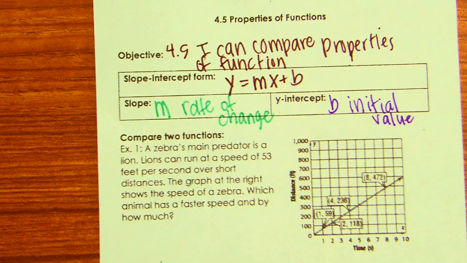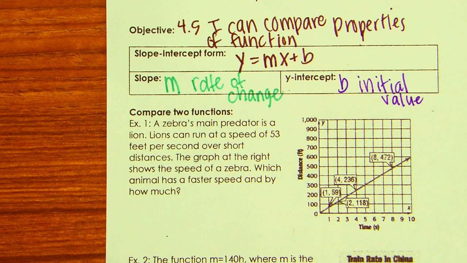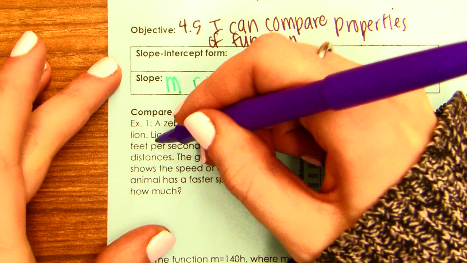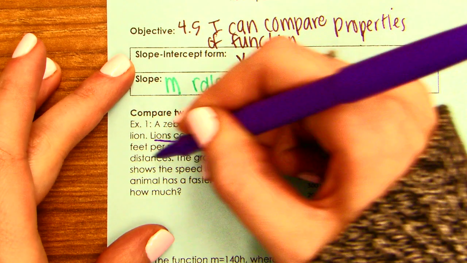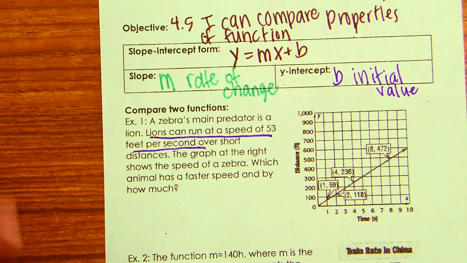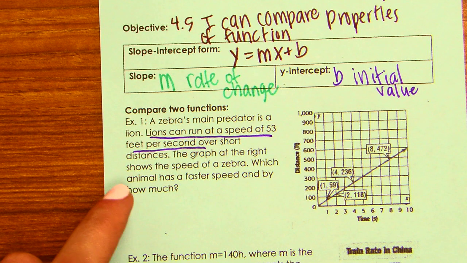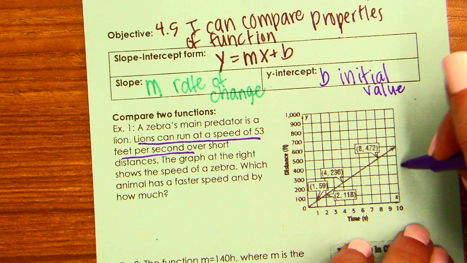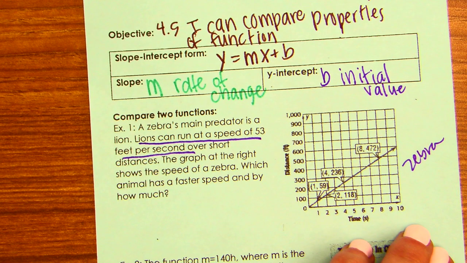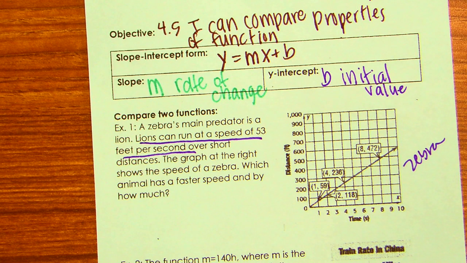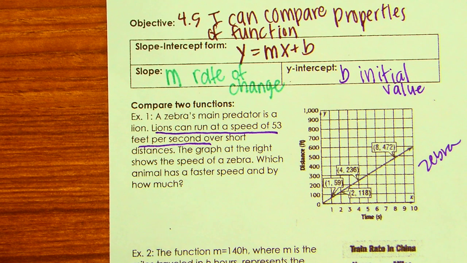So let's look at example 1. It says, a zebra's main predator is a lion. Lions can run at a speed of 53 feet per second over short distances. The graph shows the speed of a zebra. So this graph is for a zebra. Which animal has a faster speed and by how much? So I already know the speed of a lion. The speed of a lion is 53 feet per second. I can find the speed of the zebra by finding the rate of change from the graph.